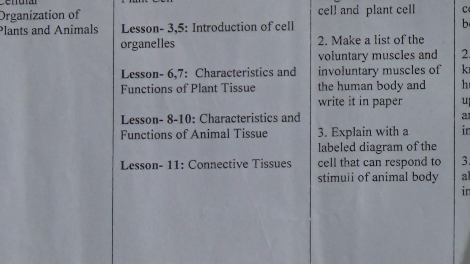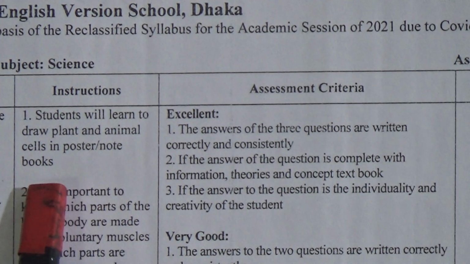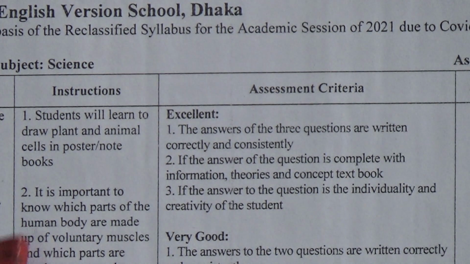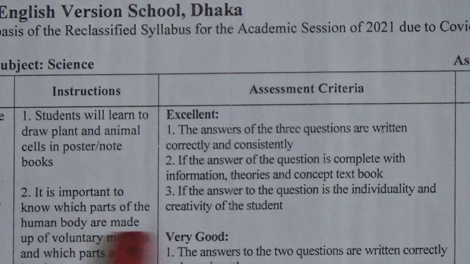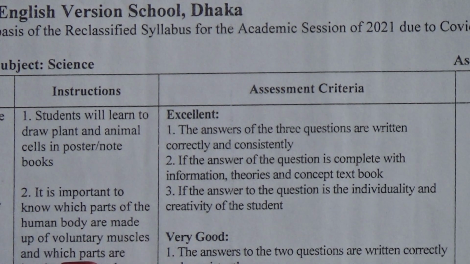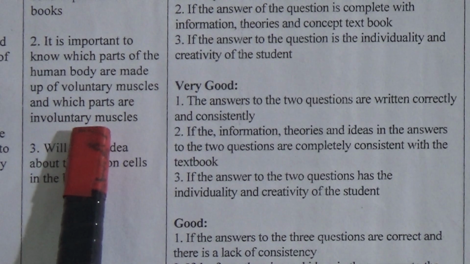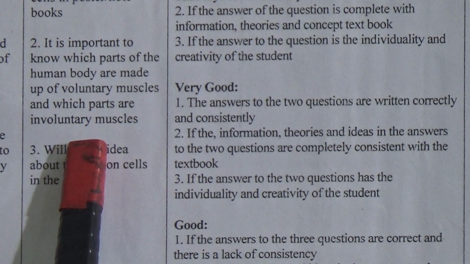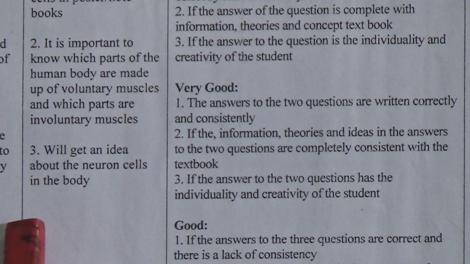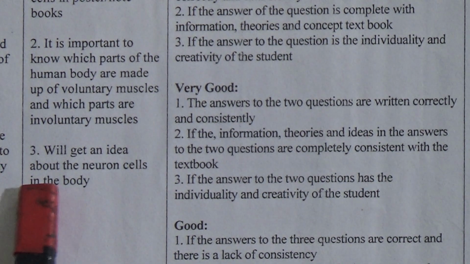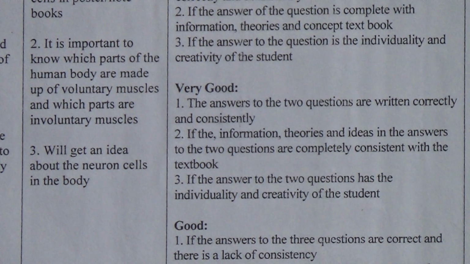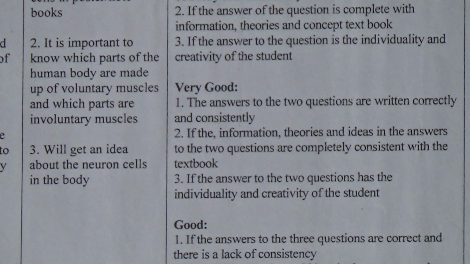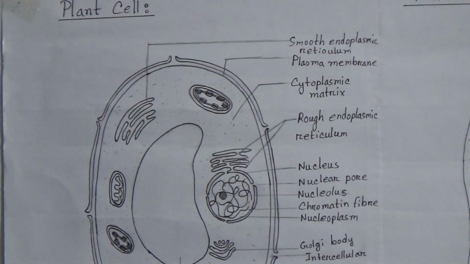And the instruction for question 1 is that students will learn to draw plant and animal cells in a poster or notebooks. The instruction for question 2 is that it is important to know which parts of the human body are made up of voluntary muscles and which parts are involuntary muscles. The instruction for question 3 is that we'll get an idea about the neuron cell in the body.